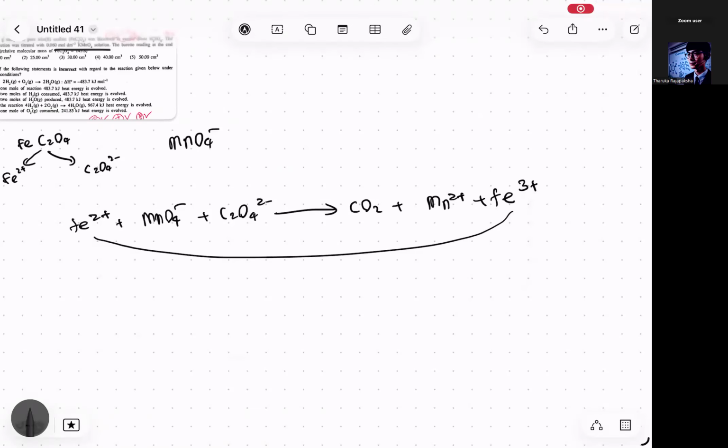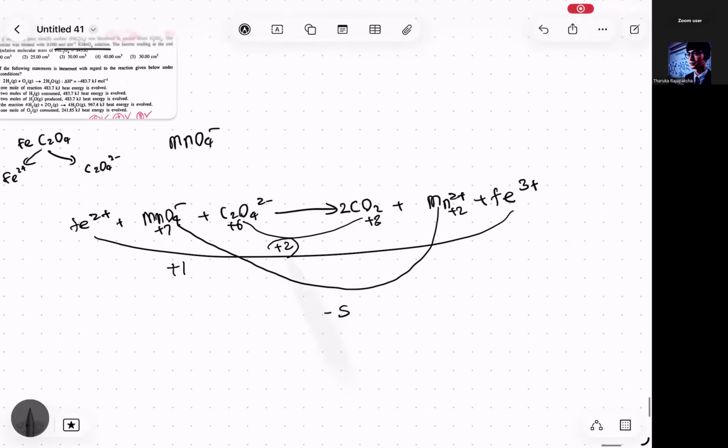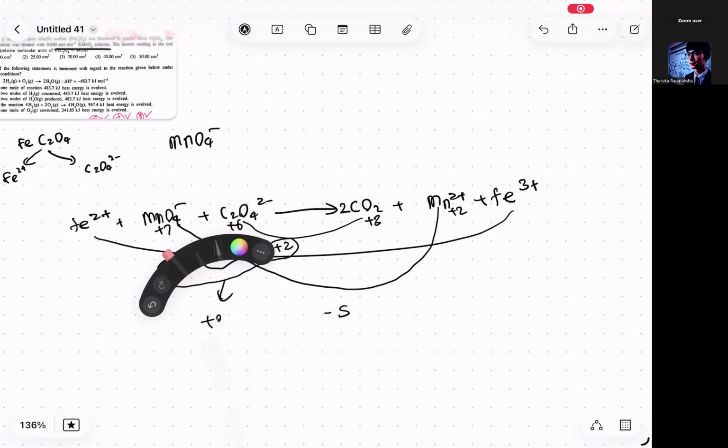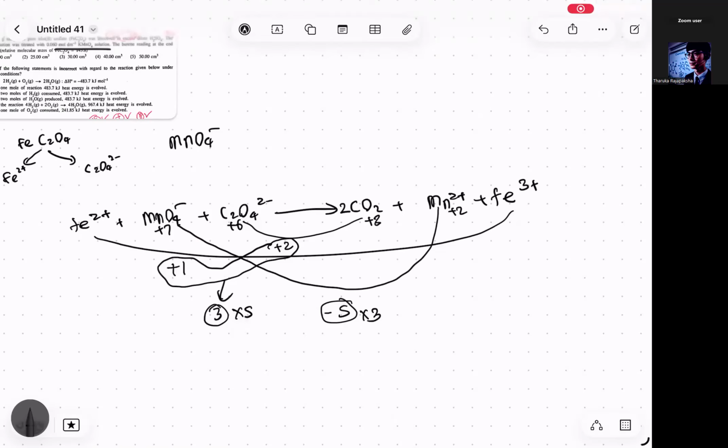Here to here, it will be plus 1. Here to here plus 5, and from here to here, 2 carbon dioxide will give you plus 8, and this will give you plus 6, which will be plus 2. So now, as I taught you in the class, you're going to add these two together, and you will get 3. Now you find the least common multiple by cross-multiplying these two numbers: 5 into 3, 3 into 5.